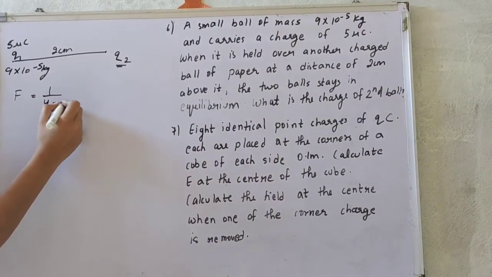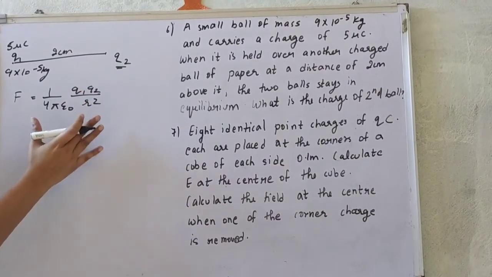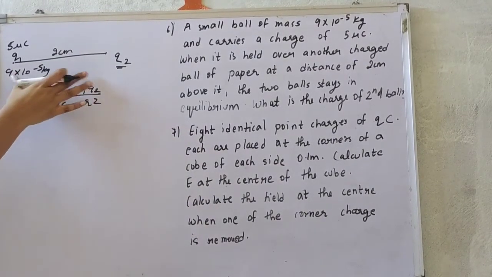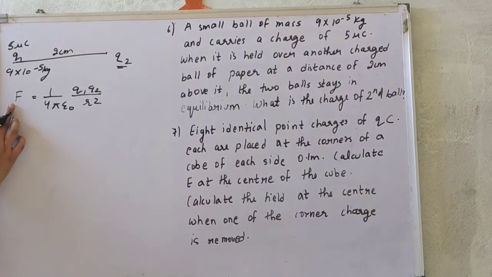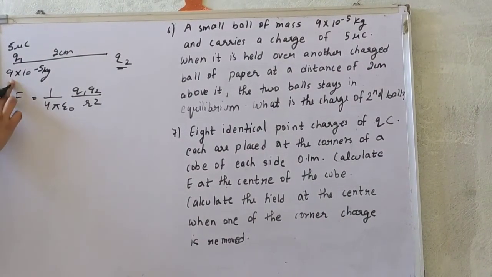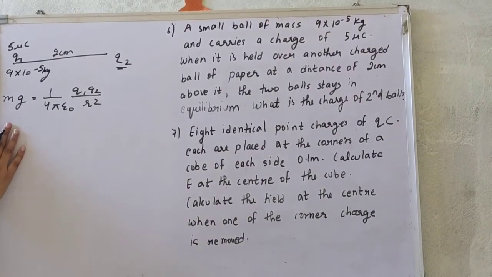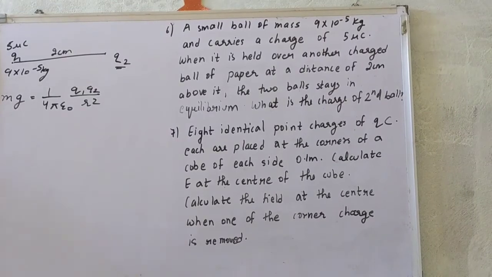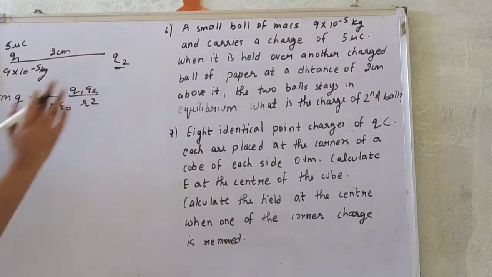1 upon 4 pi epsilon naught Q1 Q2 upon R square, because there is no other formula that can relate both your charges together. Okay, now the force here, can we write this force is equal to mg? We have studied now F is equal to ma. So can we write here F is equal to mg? So we will calculate the Q2 here.